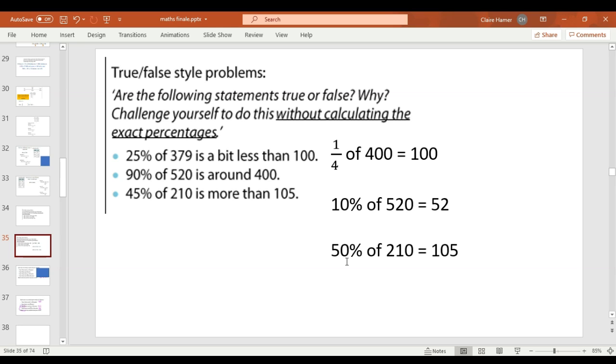Well done for getting this far. I hope you're enjoying percentages. It's one of my favourite things to do. I really like working out percentages.